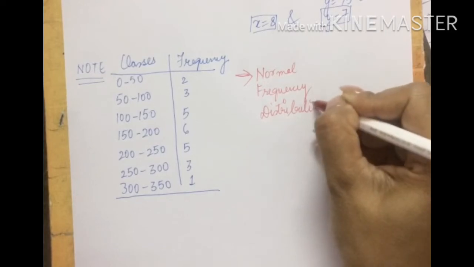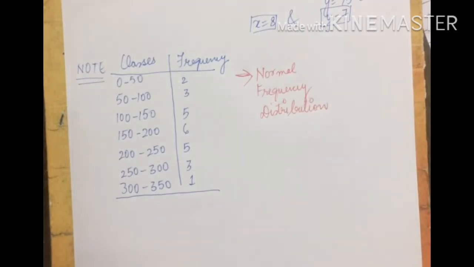Now this normal frequency distribution can be converted into two types of special frequency distributions. Those two special frequency distributions depend on how we calculate the cumulative frequency.